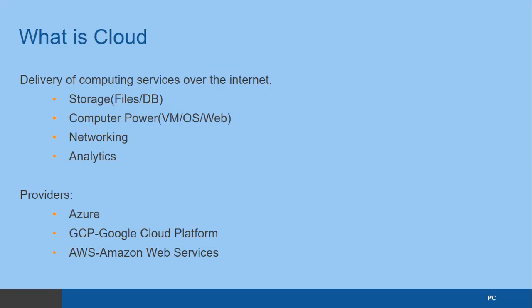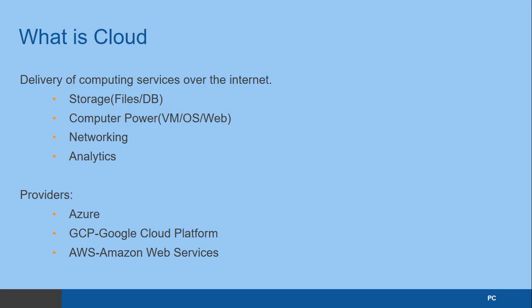To overcome that, slowly the cloud started to evolve. So what happens in the cloud? Whatever I was talking about, the storage, the compute power, the servers, the networking, all those will be provided over the internet. Instead of physical things, all these services will be provided over the internet, so that you can use those services and take care of your application.